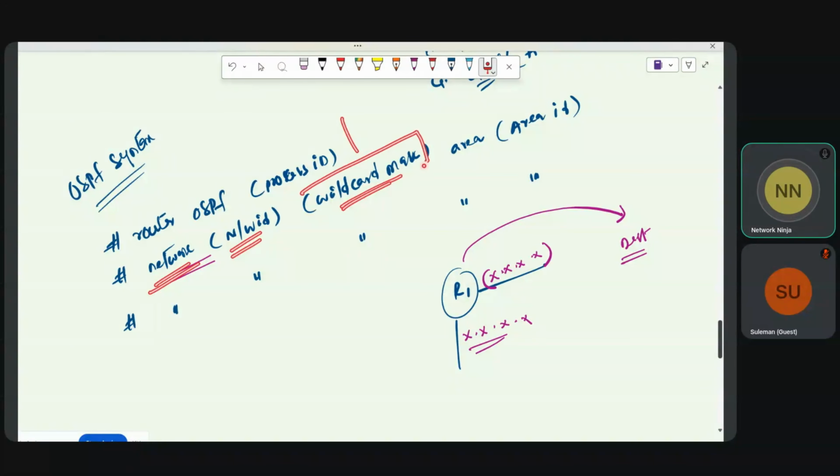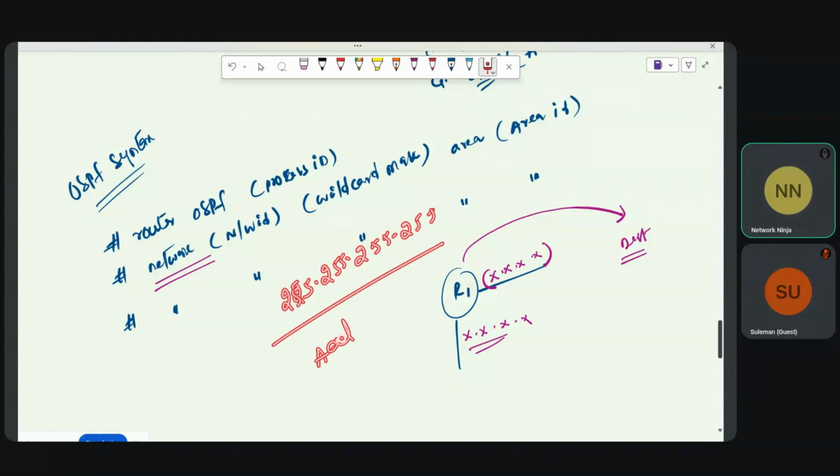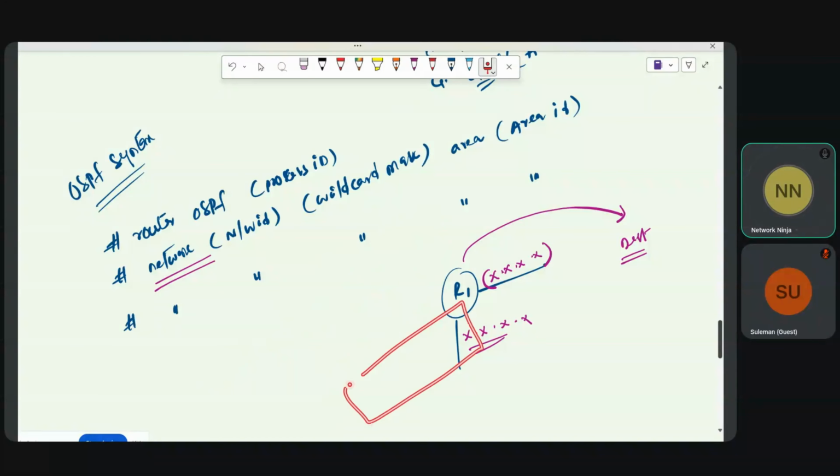We discussed what a wildcard mask is in the previous videos as well. Here also we discussed that the wildcard mask is nothing but the inverse of your actual subnet mask. There is a formula to calculate this: wildcard mask equals the global subnet mask minus the actual subnet mask. The global subnet mask is nothing but 255.255.255.255, all the portions are 255, minus the actual subnet mask, whatever class you are going to use. Once you evaluate this, whatever value you get becomes your wildcard mask. And then the area ID.